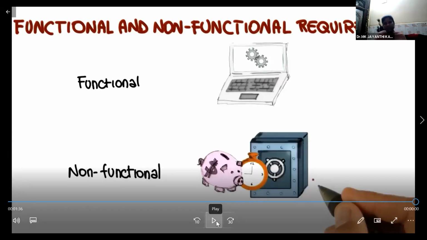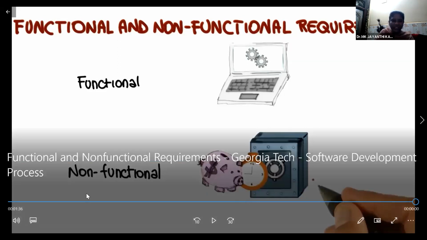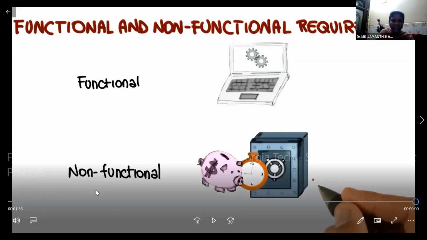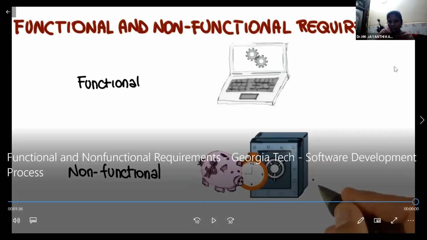See the video and hear the voice. You got the idea? What is a functional requirement and a non-functional requirement? Are you able to see the video?